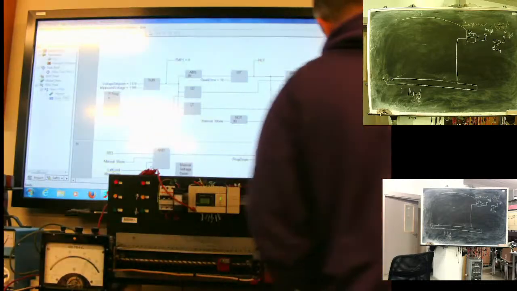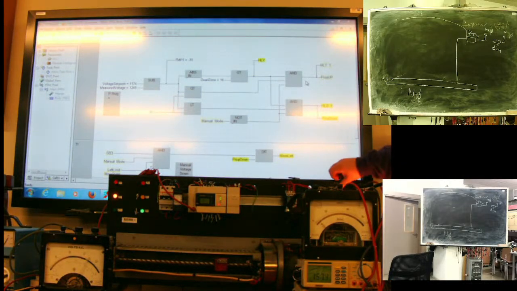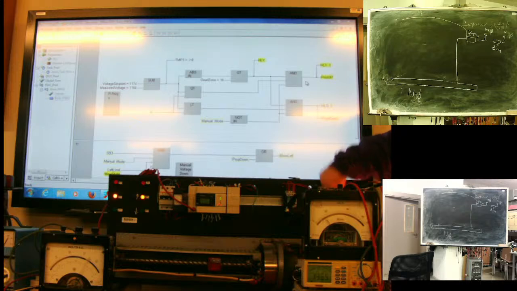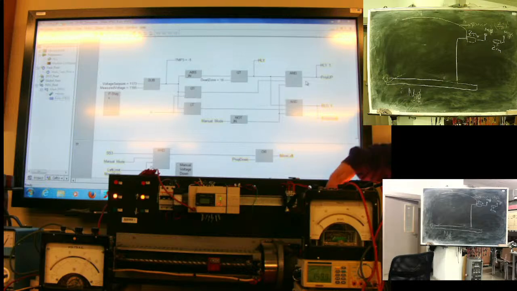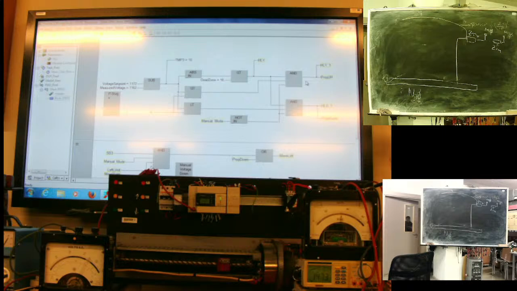If I change load, I drop load completely. See what it's doing? Go down. I increase load. Load voltage decreased, and the guidance system did work. It increased voltage. So in general, this thing tries to keep load voltage stable.